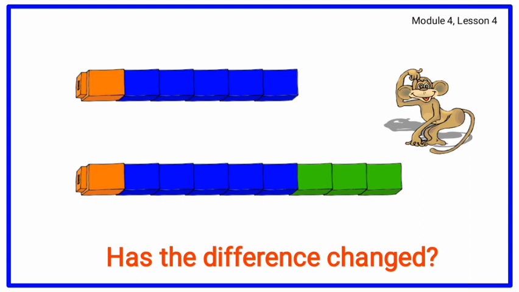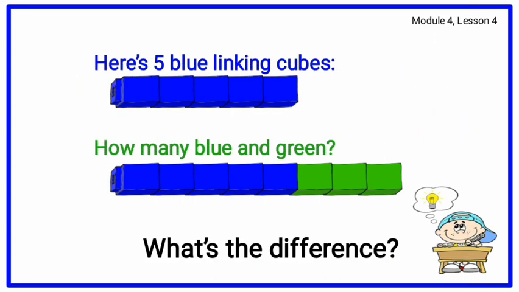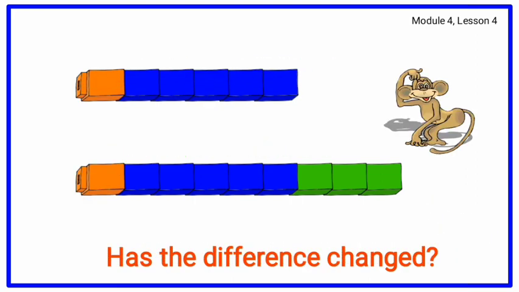In our first one, we had what? 8 minus 5, and the answer is 3. Now, 1 has been added to both sides, giving me what? 9 minus 6, and the answer is still 3. So the difference didn't change. Okay, now what I'm trying to tell you is, when you add the same number to both sides of a subtraction problem, you will get the correct answer.